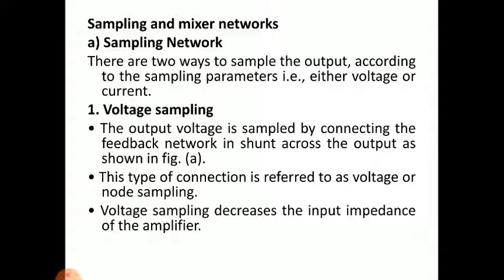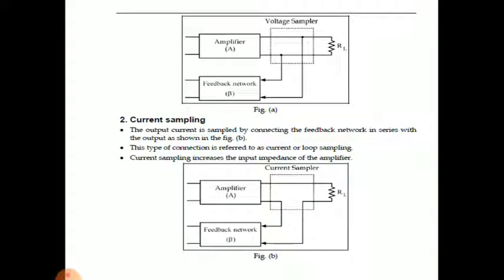Next, the sampling and mixer networks. Sampling network. There are two ways to sample the output according to the sampling parameters, that is either voltage or current. First is the voltage sampling. The output voltage is sampled by connecting the feedback network in shunt. Underline that word. The output voltage is sampled by connecting the feedback network in shunt across the output, as shown in figure A.